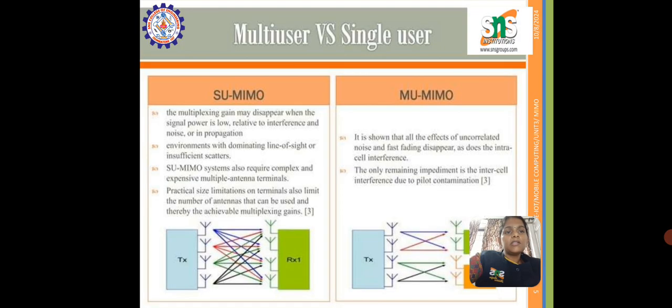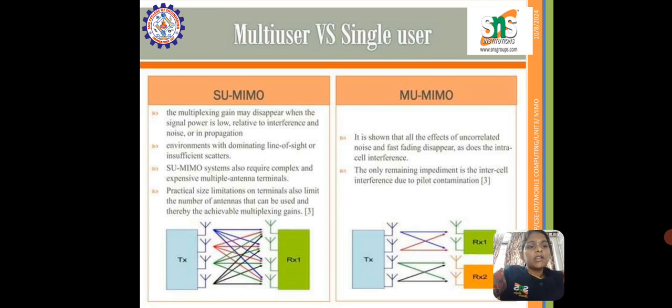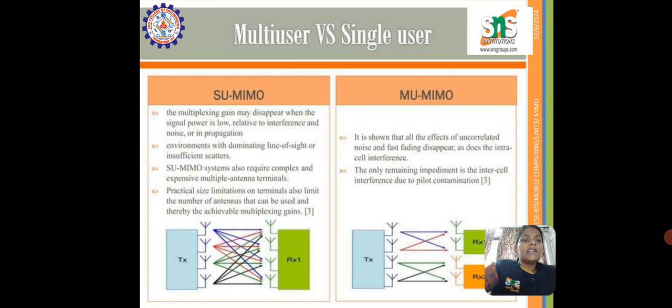So this diagram represents the single user MIMO system, whereas the next is your multiple user MIMO system. Here the transmitter has a number of antennas and the receiver has multiple output receivers. So it shows that all the effects of uncorrelated noise and fading disappear, and also the intercell interference is reduced. So compared to the single user MIMO system, the multi-user MIMO system is effective. The only remaining impediment is intercell interference due to pilot contamination.